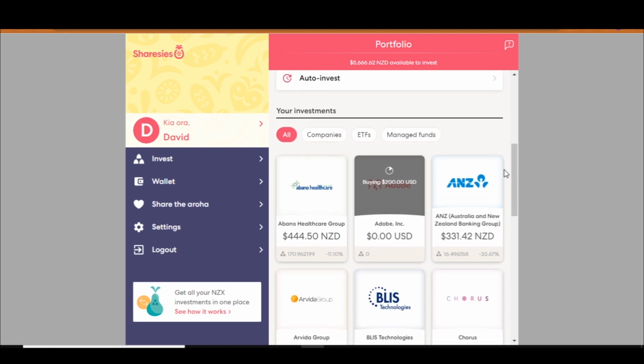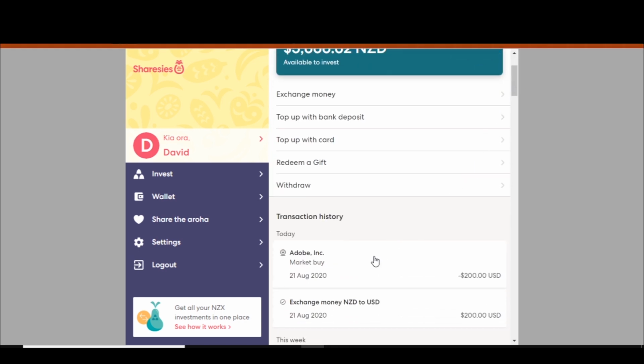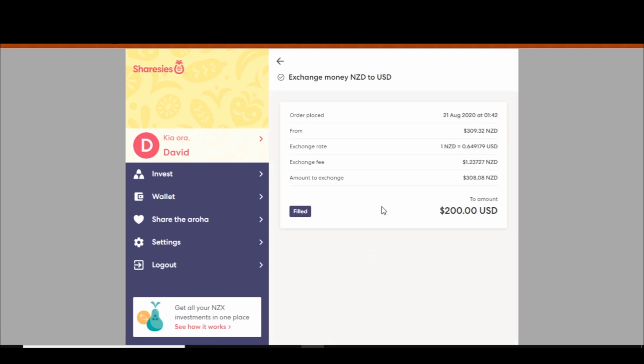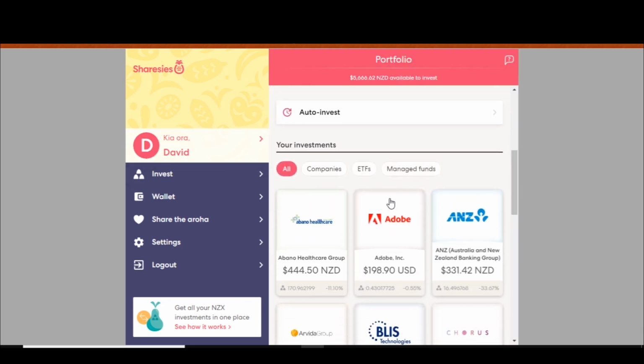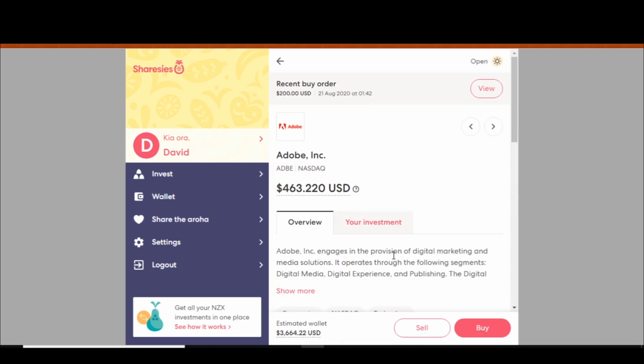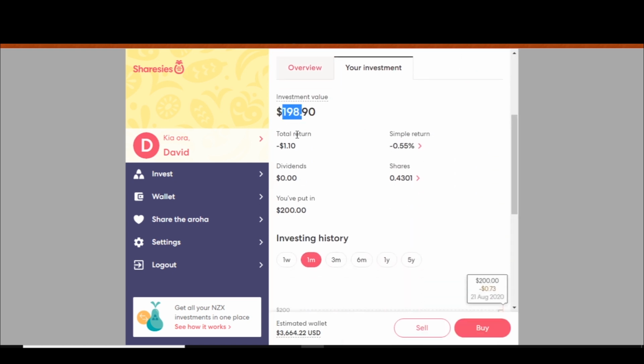You can see it's buying. So if we go to our wallet, you can see that the money has been deducted to exchange into US dollars. And if you click on that, we get more info like how much has been taken out from our wallet. Let's go back to our portfolio. Oh look, I now own shares of Adobe. Pretty cool. If you click on it, go to your investment, it shows more details like how much your holding is worth, what your return is so far, dividends, and so on.